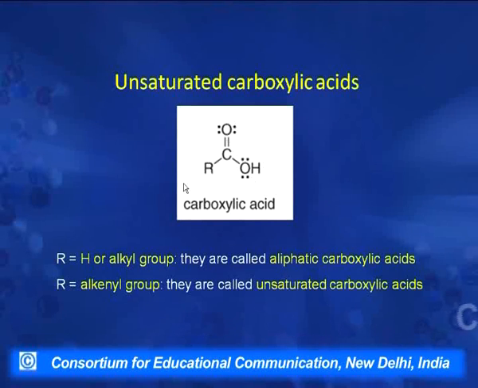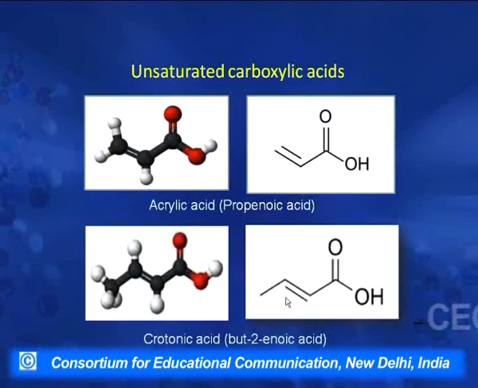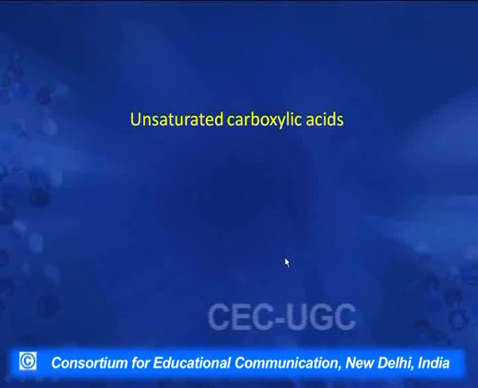We will discuss especially the methods in which the double bond is generated here and the reactions in which the double bond specifically undergoes some reactions. This is one example of an unsaturated acid, commonly called acrylic acid or propenoic acid. This is a 4 carbon unsaturated acid called crotonic acid or but-2-enoic acid.